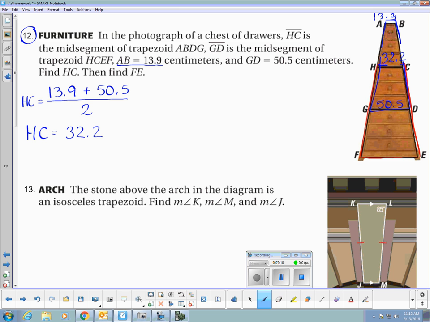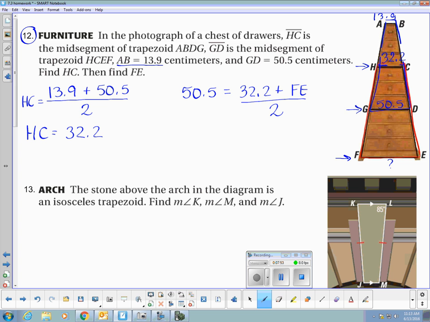Then the last length we need to find is the distance from F to E. So, if we know that the midsegment is GD, we know that that's equal to segment HC plus segment FE, which is what we're trying to find. And if we average those two or divide those two by 2, that gives me the answer of 50.5.